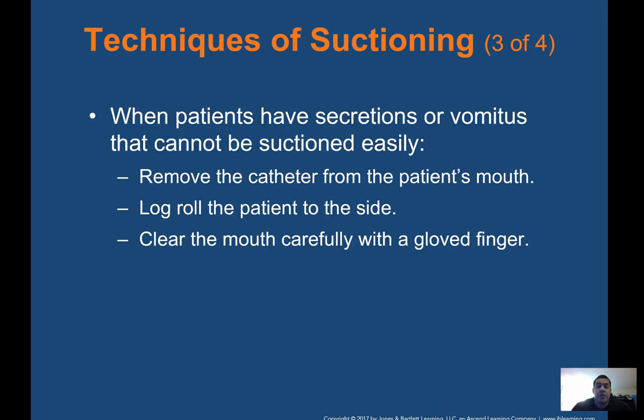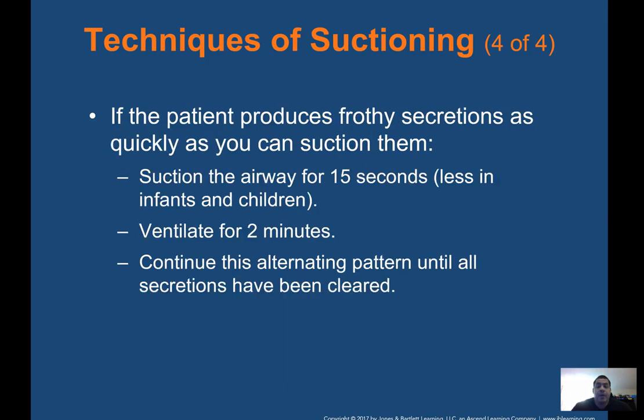When patients have secretions or vomitus that cannot be suctioned easily, remove the catheter from the patient's mouth, log roll the patient to the side, and clear the mouth carefully with a gloved finger. If the patient produces frothy secretions as quickly as you can suction them, suction the airway for 15 seconds, less in infants and children. Ventilate for 2 minutes.